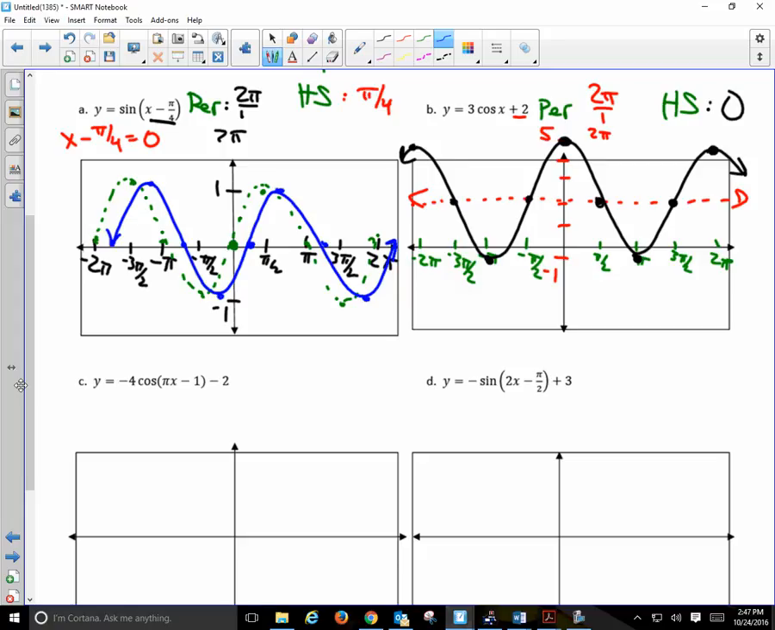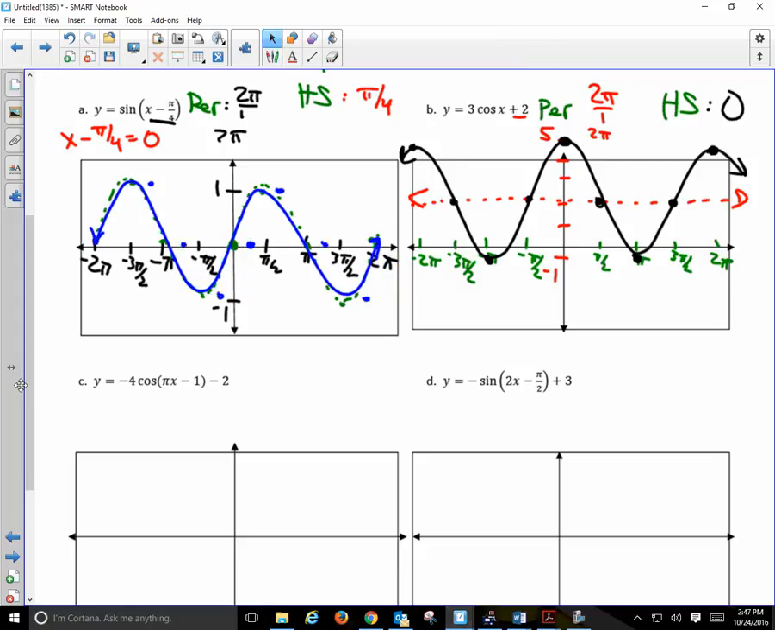So the blue graph should look exactly like the green graph, just shifted pi over 4 units to the right. And that's why I draw the green graph, the ghost graph, to help me make that sketch more accurately. Okay?